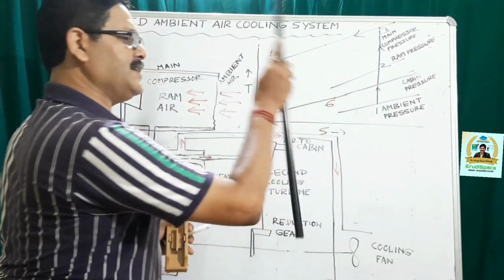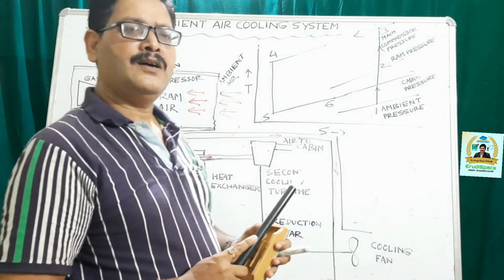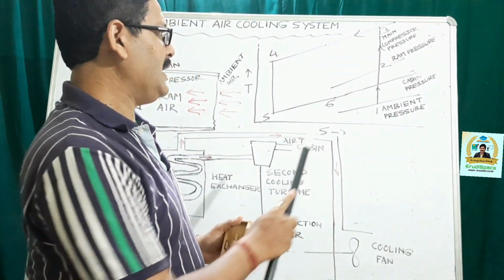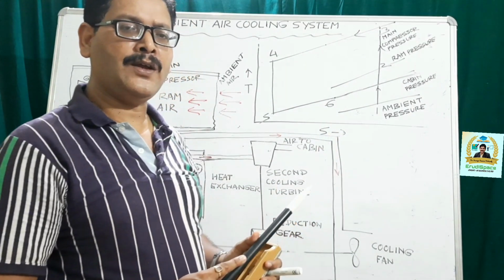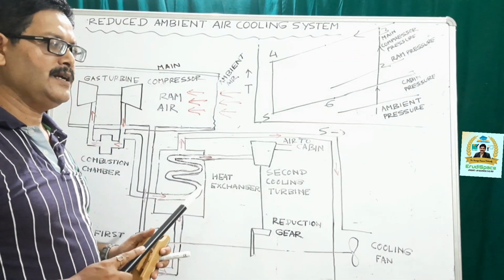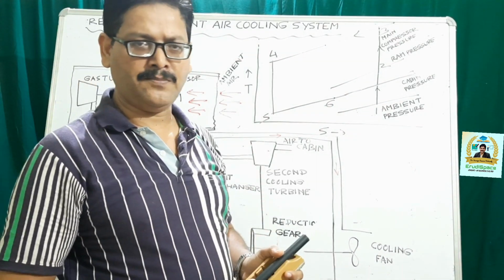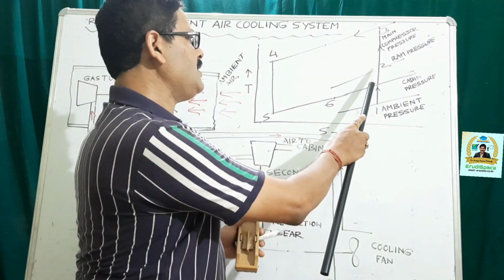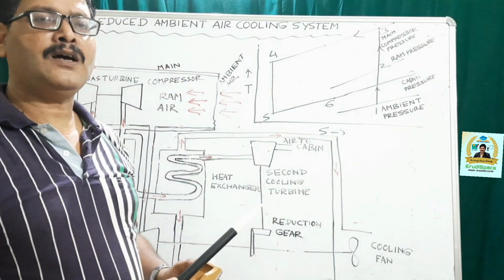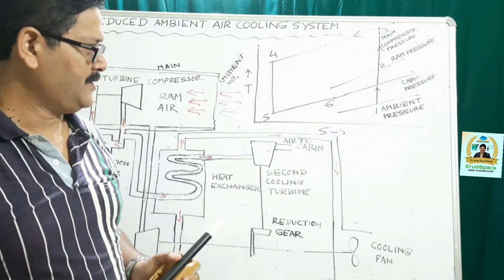1-2 represents the ram compression, and this type of compression doesn't require any work to be done upon the system, because the compression is due to the shape of the diffuser.